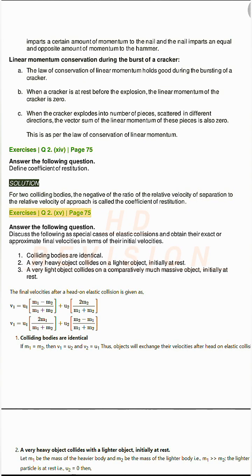Exercises Q2. XV, page 75. Answer the following question. Discuss the following as special cases of elastic collisions and obtain their exact or approximate final velocities in terms of their initial velocities. 1. Colliding bodies are identical. 2. A very heavy object collides on a lighter object, initially at rest. 3. A very light object collides on a comparatively much massive object, initially at rest.